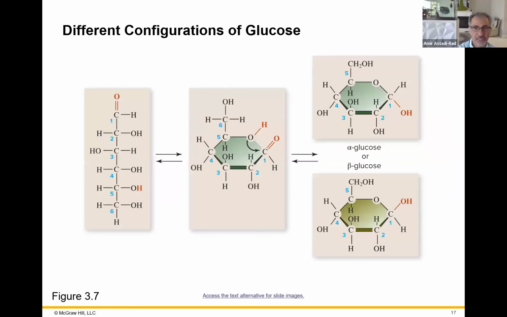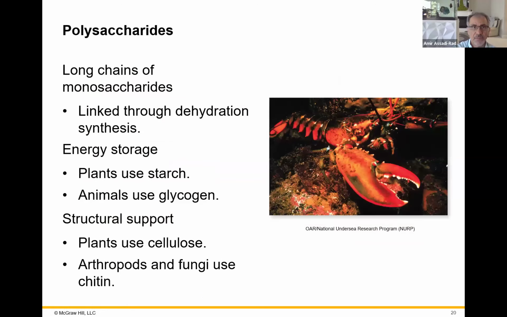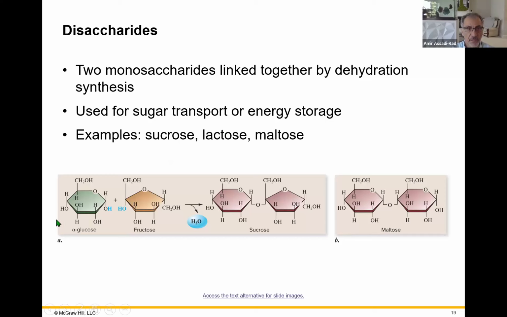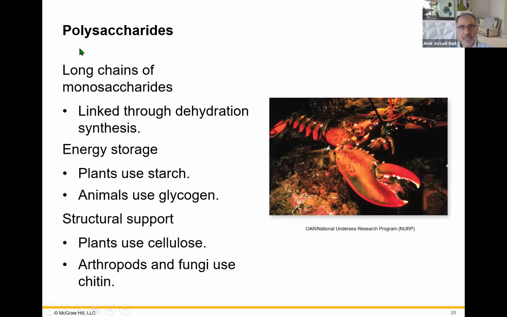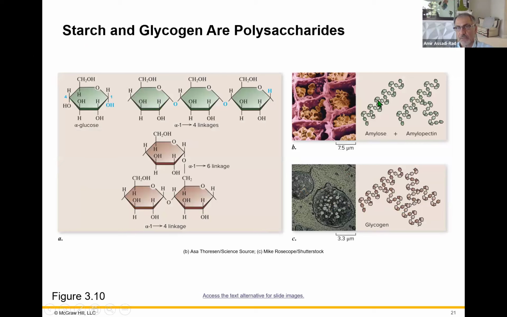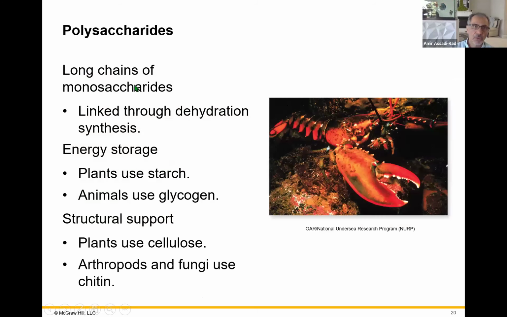Okay, I hope I'm making some sense. Maybe you should watch these videos more than once. There are also the polysaccharides, many of them attached together. Many units, many monomers. This is a monomer. When there are 2 of them together, they call them disaccharides. But there are many of them attached to each other. It's called a polysaccharide. So a long chain of monosaccharides linked through dehydration synthesis. We already talked about that. Energy storage: plants use starch. Animals use glycogen. Yes, all of these are great quiz questions.